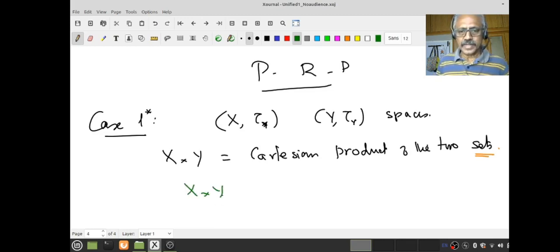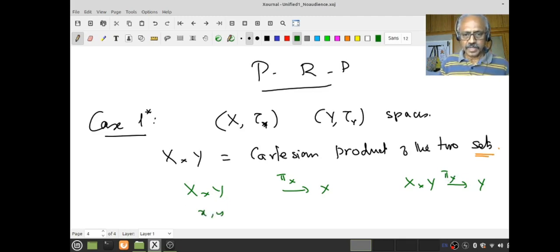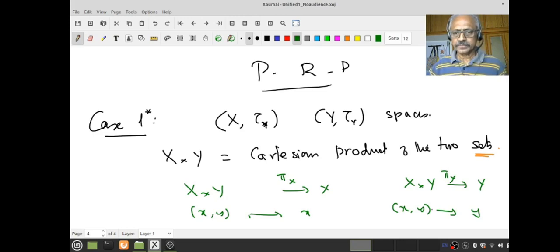From X cross Y to X and X cross Y to Y, are there natural maps? Call them pi x and pi y. Yes, they are the so-called projection maps. That is, the ordered pair (x, y) goes to x, and here the ordered pair (x, y) goes to y. This is a projection onto the first component, this is a projection onto the second component. These are the natural maps.